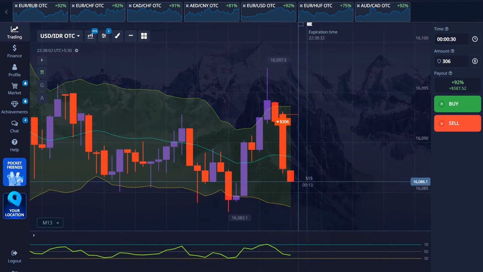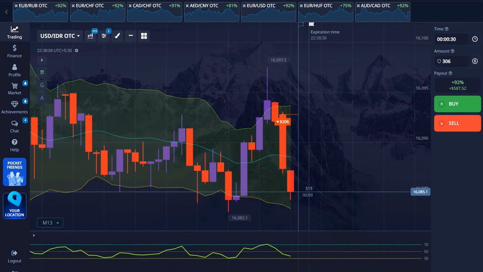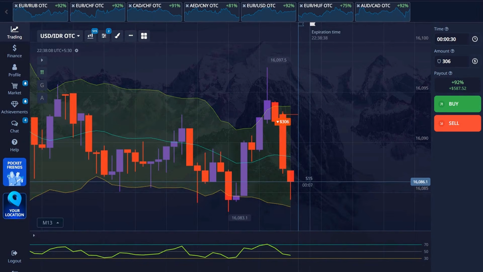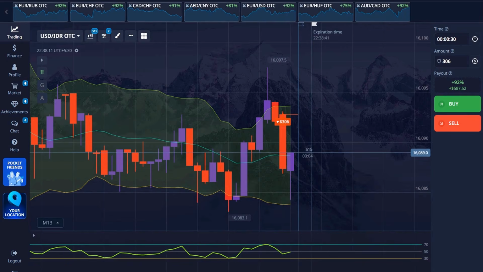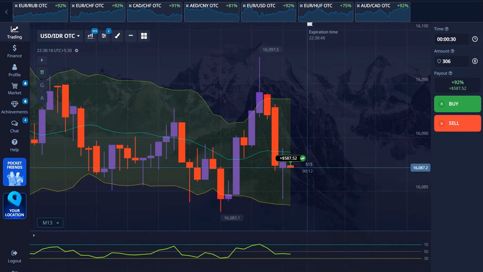Now let's check the RSI for confirmation. Here the RSI was above the 70 level, which means the market was in an overbought zone. Overbought simply means the price has gone up too much too fast and is likely to fall. That's why I entered a sell trade on the next candle. And as you can see on the chart, the price moved exactly as expected, going down and giving us a winning trade.